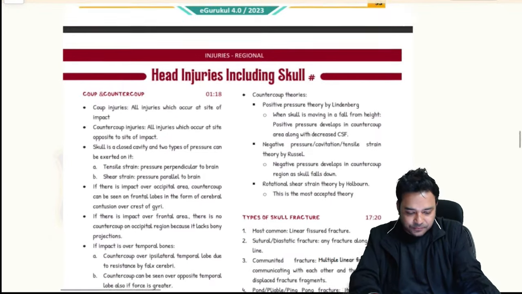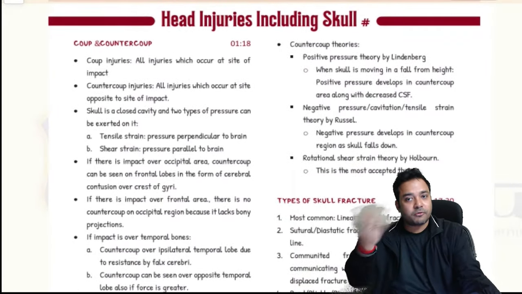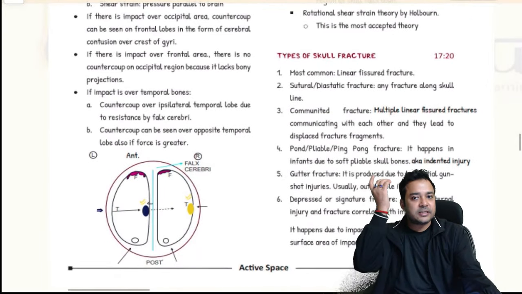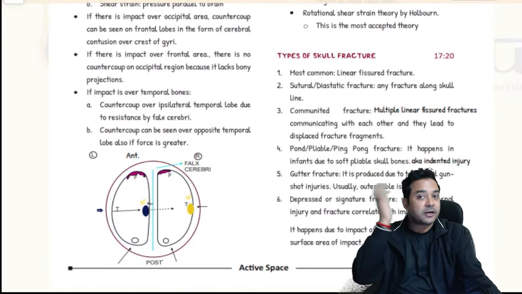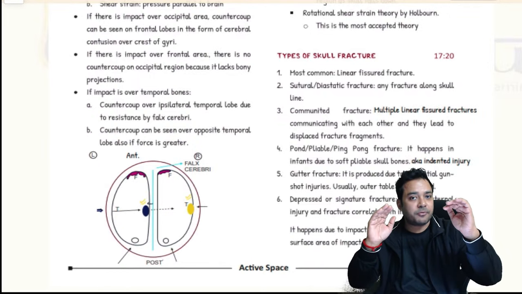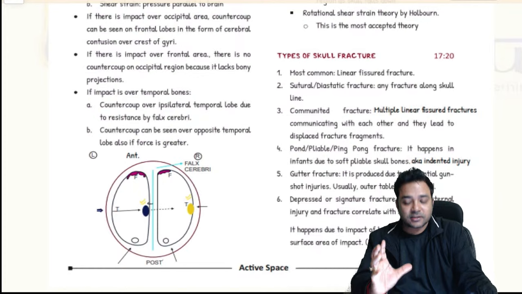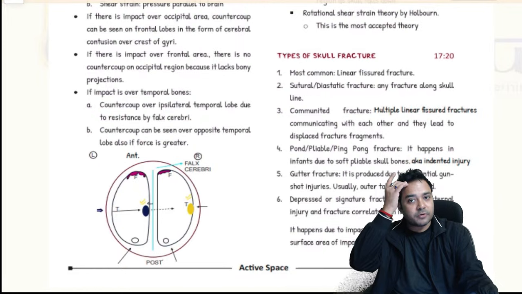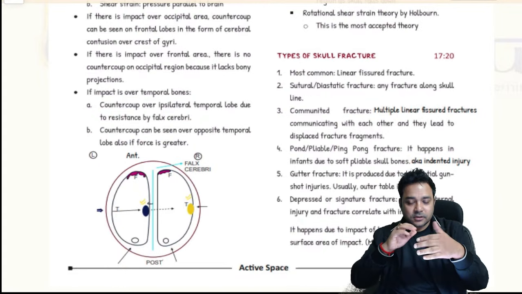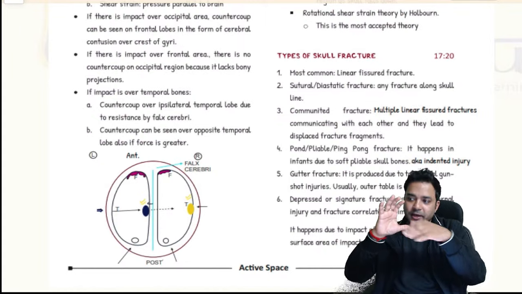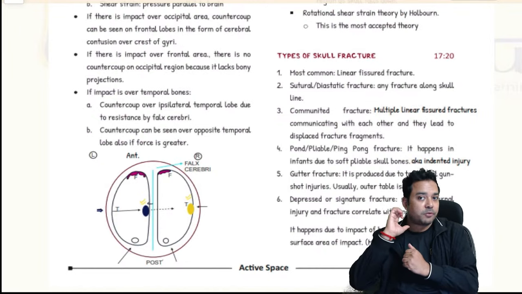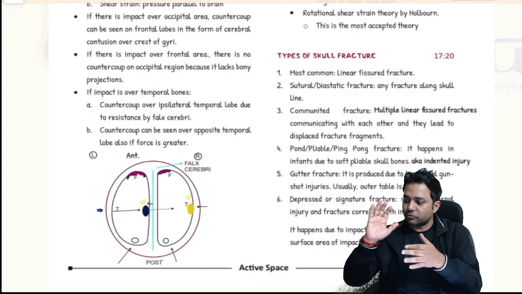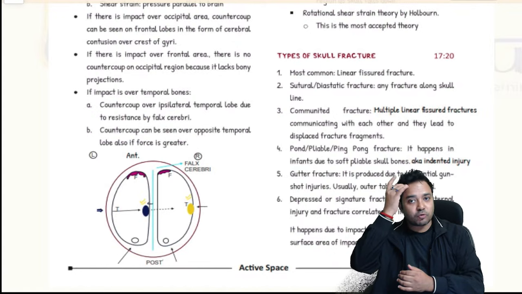That is the difference. So coup and countercoup is a very important topic for Prof as well as NEET PG exams. And we have covered in all its detail that coup injury is all the injuries which occur at the site of impact. Countercoup is just opposite to the site of impact. But what is the catch? The catch is if the site of impact is occipital, you get countercoup over the frontal lobes of the brain, because in the base of the brain in the frontal area you have bony projections of the sphenoid bone, and laterally the petrous part of the temporal bone. So if there is a hit over the back of the head, you get countercoup in the frontal area.